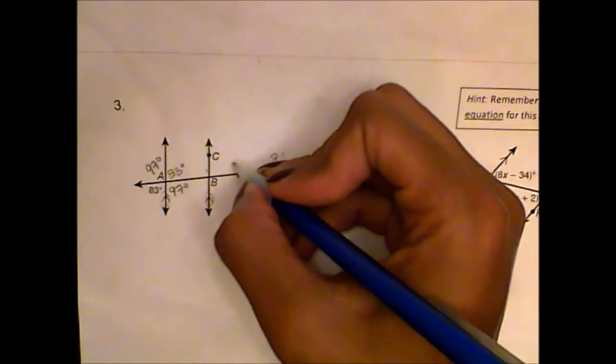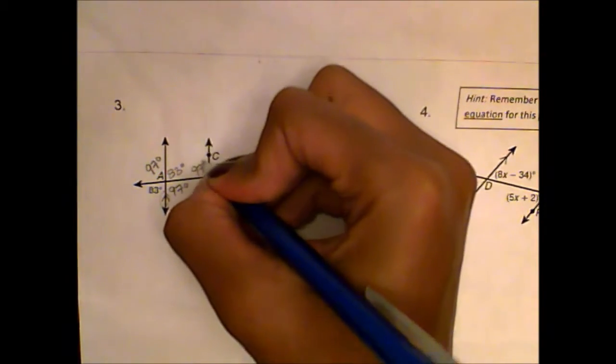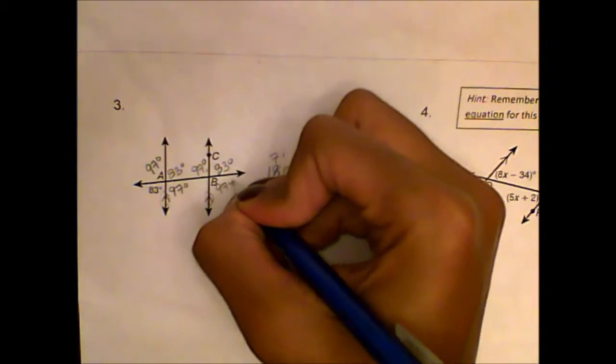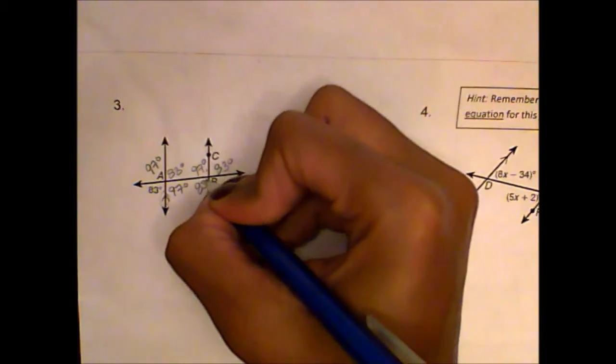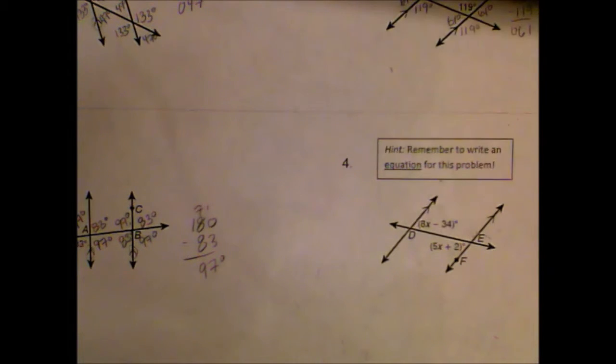Again, take these numbers, translate them over here. 83, 97, 97, and 83. Alright, so last one, problem number 4. For this problem, we're going to have to set up an equation. And the reason we're going to have to set up an equation is because they gave us expressions, and that really doesn't tell us too much about the angle measurements right now. But let's figure out how these two expressions are related to one another. How do they compare? What kind of relationship do they have?